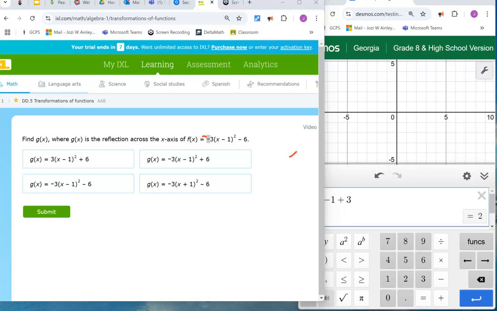So a negative and a negative is going to be a positive. So it'll be the exact same thing, only it'll be positive. So I'm looking for positive. This is the only one that's positive. Okay, so a lot of these, they're not going to try and trick you. They're just changing that one thing. Everything else is the same. You don't even have to pay that much attention to it.